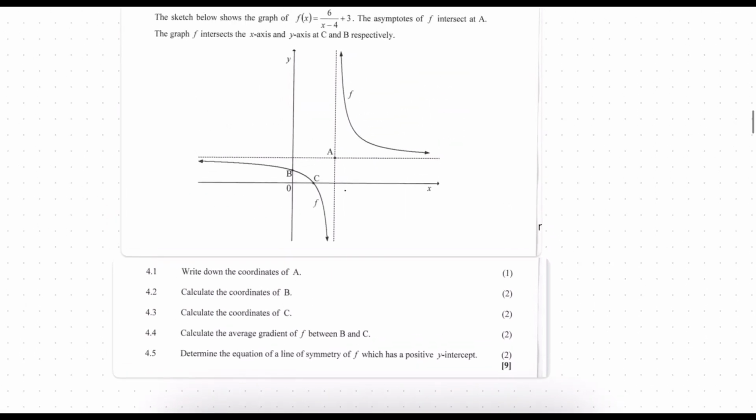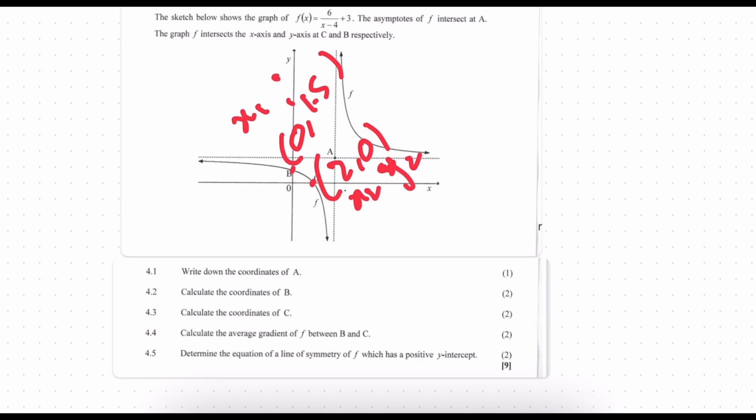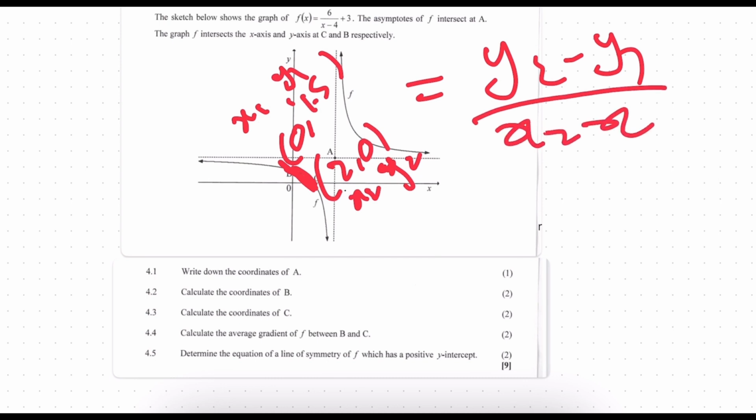Now they're saying calculate the average gradient between B and C, between this point and this point. You know this is 0, 1.5, and this is 2, 0. This is your x2, y2 and x1, y1. We calculate the average gradient as if you're calculating the gradient of a straight line passing through these 2 points. So that will literally be y2 minus y1 all over x2 minus x1.